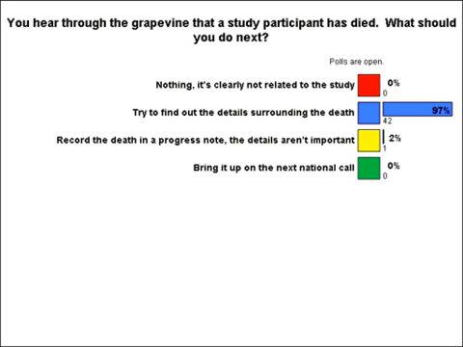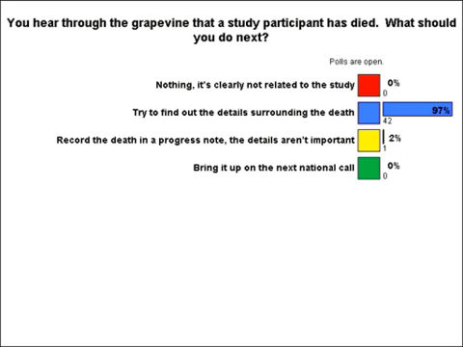So you could think option number 1, but you could also record the death in your progress note and just say, well, they died, and I don't need to know anything else because, again, it's not really related to the study. You could also bring it up on the next national call, and you should bring it up for discussion with the rest of the sites in your study team so that everyone's aware of it having occurred. But the best thing you can do in all of these is to try to find out the details surrounding the death, and that is what the majority of respondents suggested that we do, is find out more details surrounding the death.